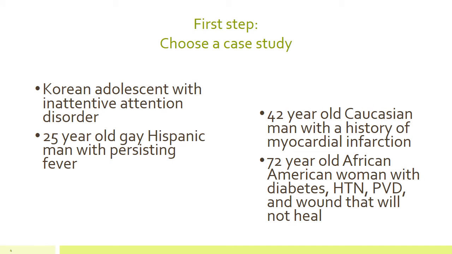So your first step will be to choose a case study. You'll have 4 to choose from: a Korean adolescent with inattentive attention disorder, a 25-year-old gay Hispanic man with persisting fever, a 42-year-old Caucasian man with a history of myocardial infarction, and a 72-year-old African American woman with diabetes, hypertension, peripheral vascular disease, and a wound that will not heal.